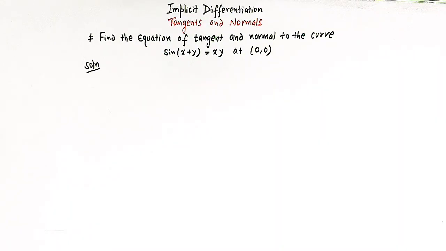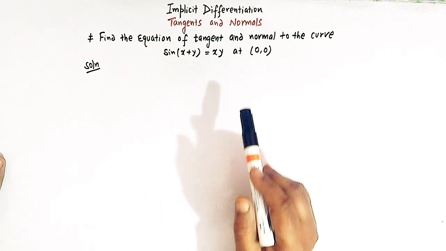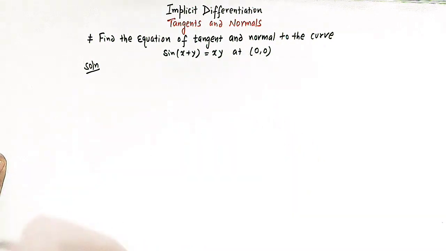Hello, viewers. In today's session, we are going to discuss an important problem from implicit differentiation, in which we are going to find the derivative of the given expression with respect to x. That is, we are going to find the derivative dy over dx. And along with the derivative, we'll also find the equation of the tangent and the normal to the given curve at the given point, that is (0, 0), right?